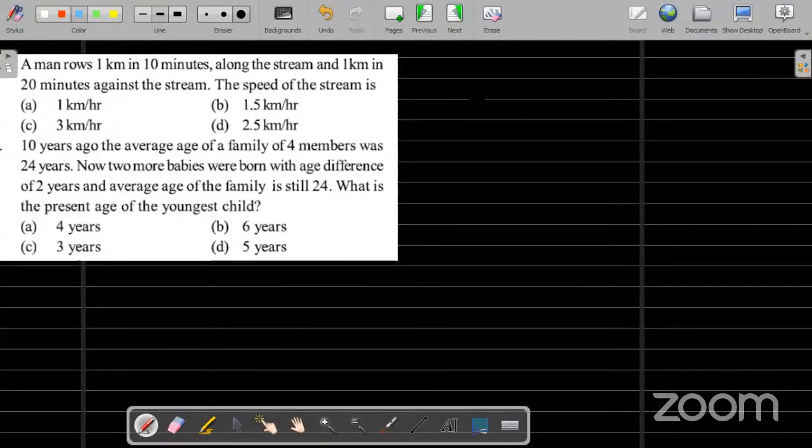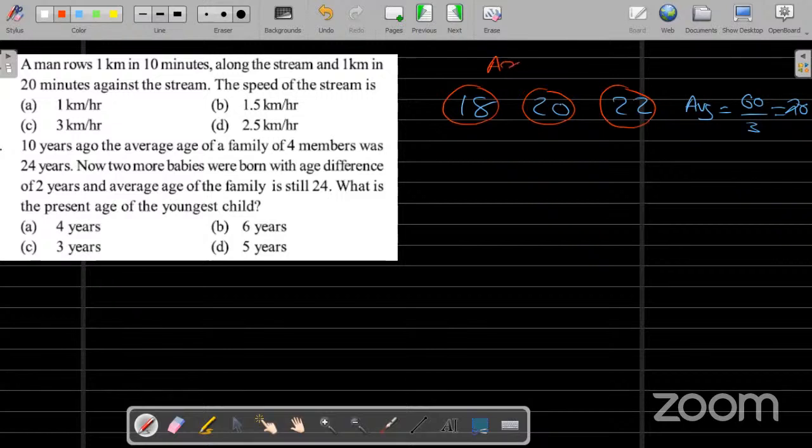There are 3 numbers: 18, 20, and 22. What is our average? What is the sum? Sum is 60, right? Average is 60 by 3, that is 20. Since the numbers are in AP, arithmetic progression, the average could be the middle number also. So here the average is 20.